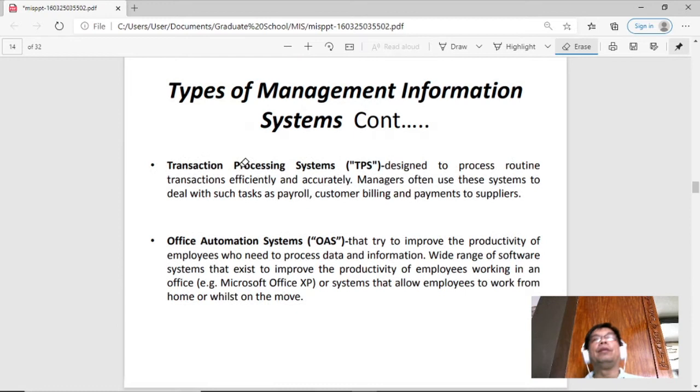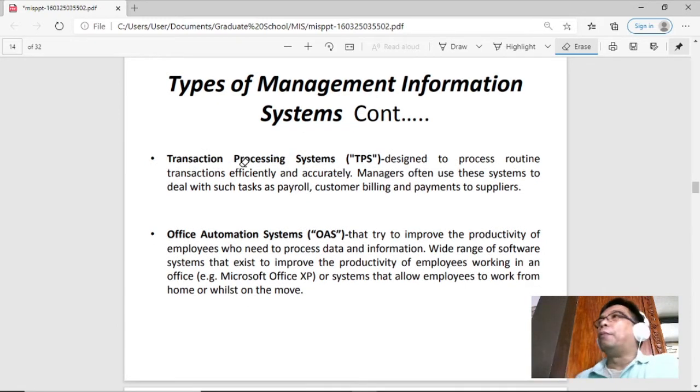And then these are more or less the more familiar ones. We have the transaction processing system, designed to process routine transactions efficiently and accurately. Managers often use these systems to deal with such tasks as payroll, customer billing, and payments of suppliers. So if you record the business transactions, then most probably you are using a TPS, or transaction processing system.